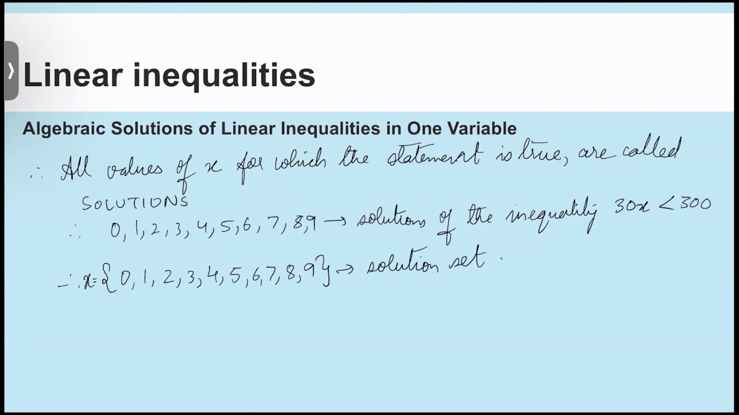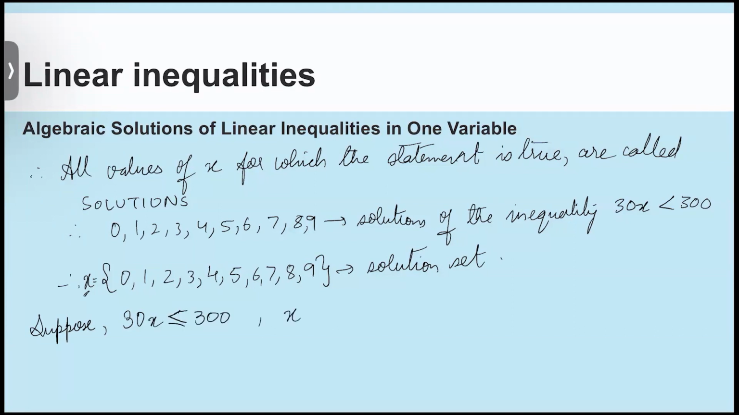Okay, so we can see that any solution of this inequality is in one variable. Over here we are considering only one variable. So any solution of an inequality in one variable is a value of the variable which makes it a true statement. So the value of x which makes the statement of inequality true will be called a solution.